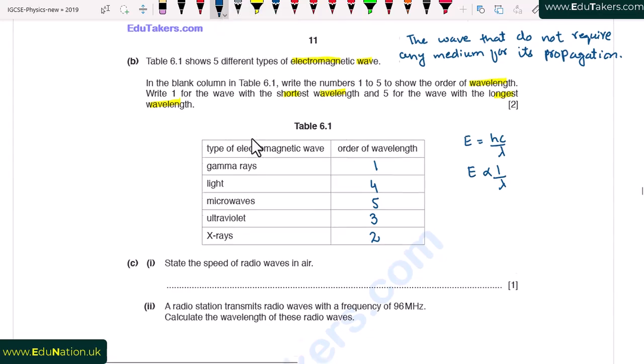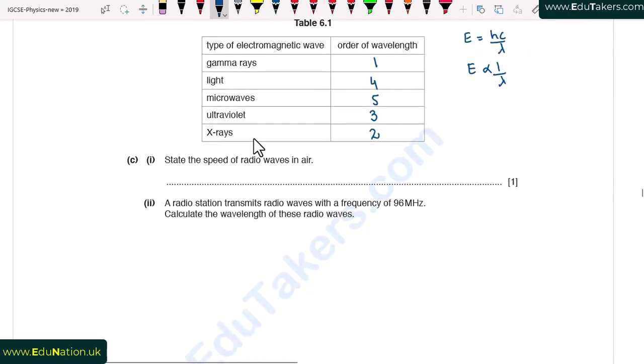Part C. State the speed of radio wave in air. Here we have to write the speed of radio wave in air. As the radio wave is electromagnetic, all of these move with the speed of light. I write here 3 into 10 to the power 8 meter per second, that is the speed of light.